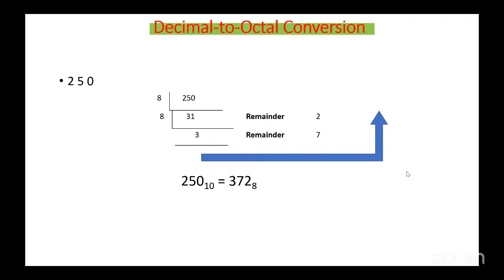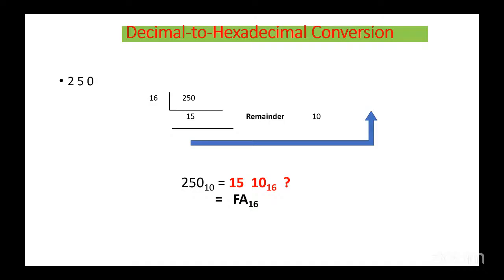So decimal to octal. Next, decimal to hexa. Decimal to hexa, 250. You can check it. 16 15 are 240. Remainder is 10. So that is how you are going to write 15, 10. What is 15 in hexa? F. What is 10 in hexa? A. FA base 16.